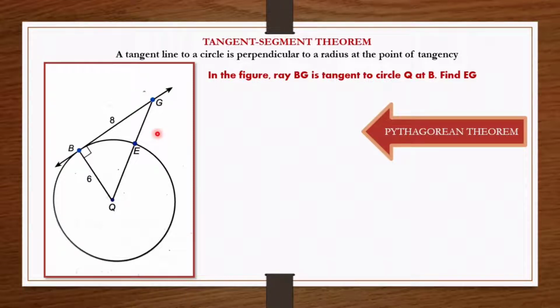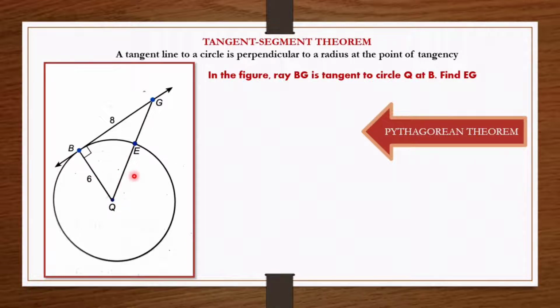Again, by the tangent segment theorem that we will be using, you know that triangle QBG is a right triangle. The point B here is the point of tangency, and we have the ray BG as one leg, BQ as another leg, and segment GQ as our hypotenuse. So we formed a right triangle. Thus triangle QBG is a right triangle.